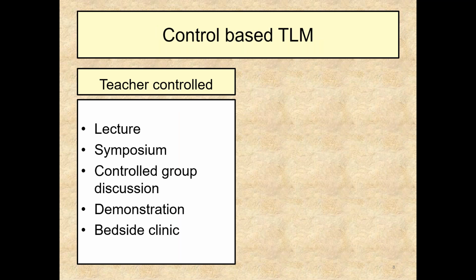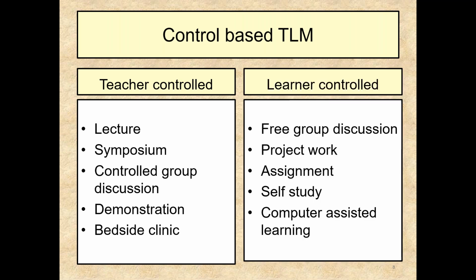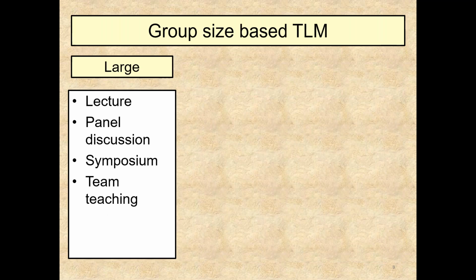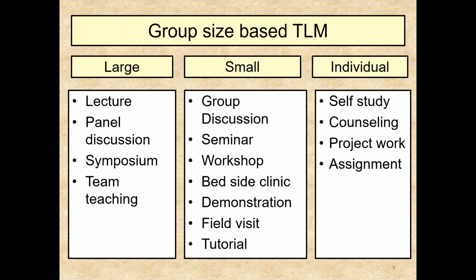Now, when it comes to the control based classification, that is teacher controlled and learner controlled, we know that lecture, symposium, controlled group discussions, all these are teacher controlled, whereas learner controlled, we have free group discussions, project work, assignments, self-study, as well as computer assisted learning. There are many more. When we consider group size, there are large group, small group, as well as individual methods of learning.